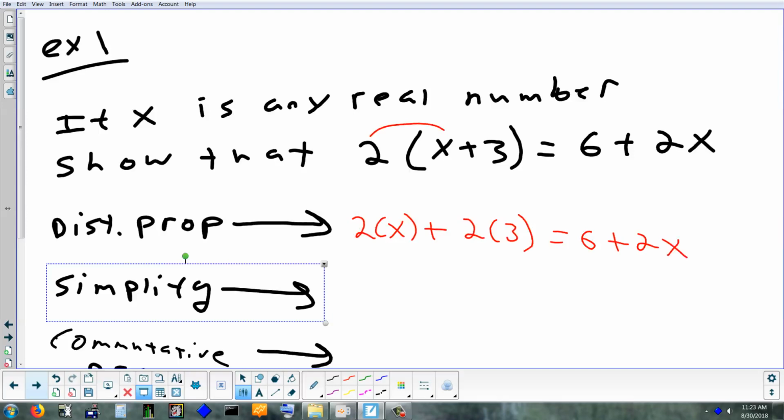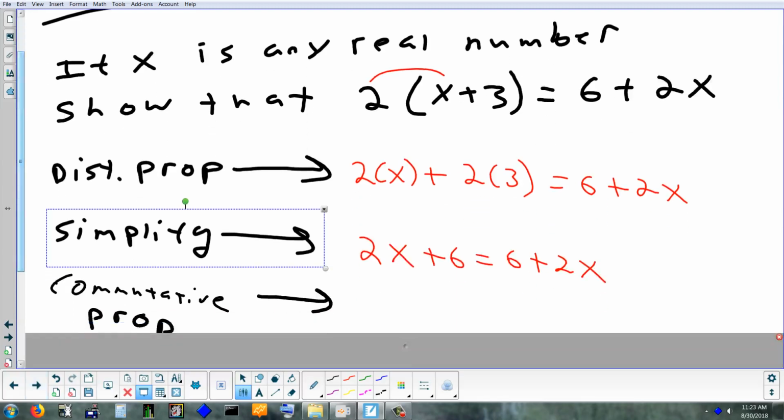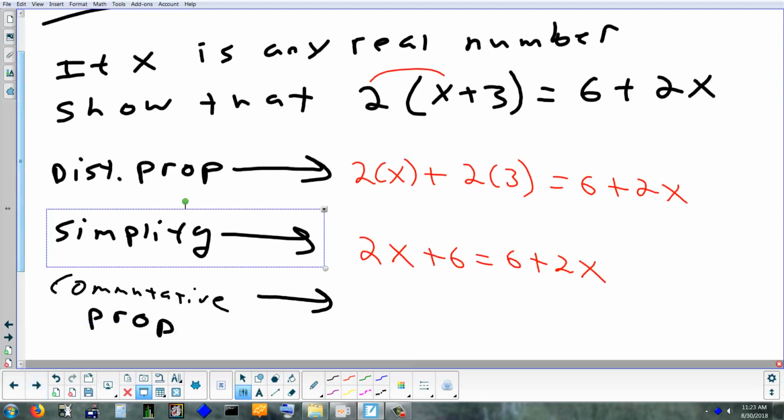So now we do that out, we get the simplified part, 2 times x, not really a lot we can do with that, 2 times 3. Okay, but what's on the left and what's on the right, they're not exactly the same, but we can switch them because of the commutative property. So all we have to do is switch those 2 things. So 6 plus 2x equals 6 plus 2x.